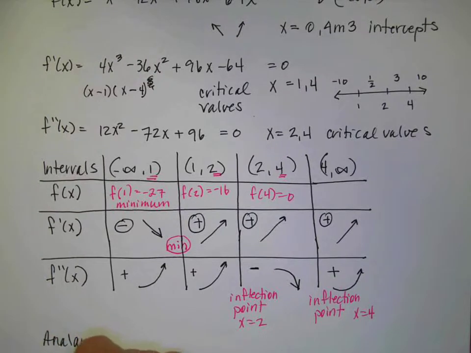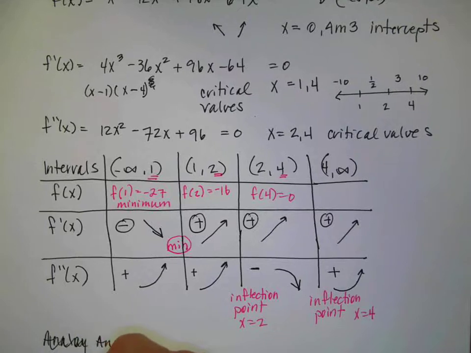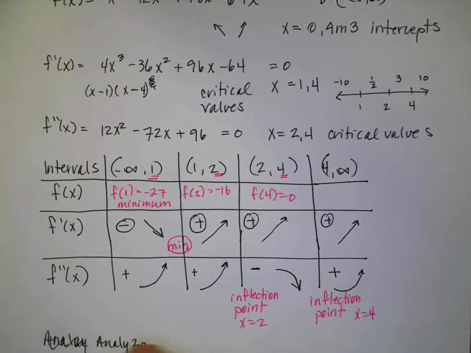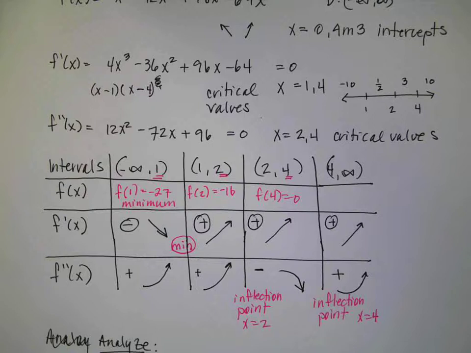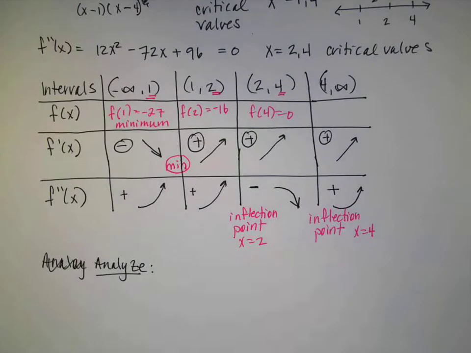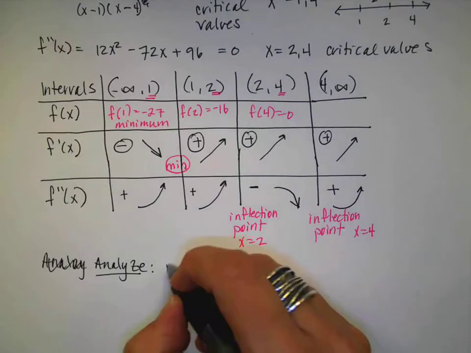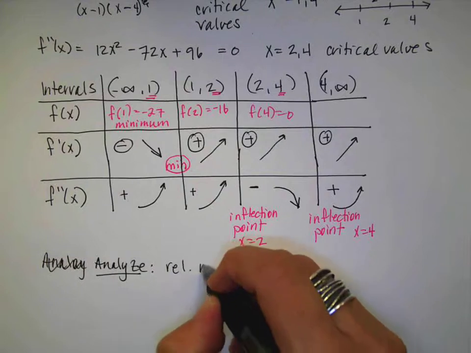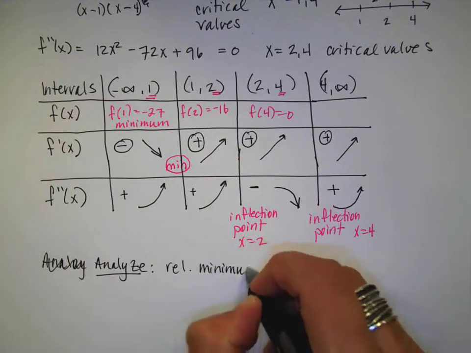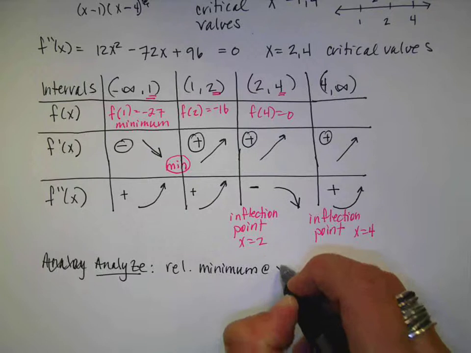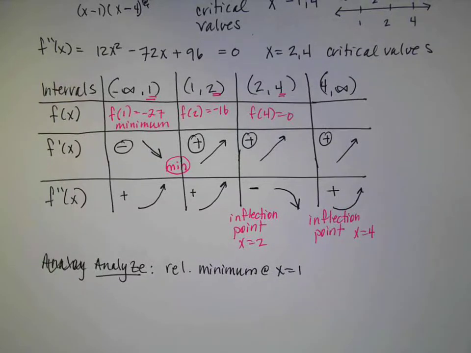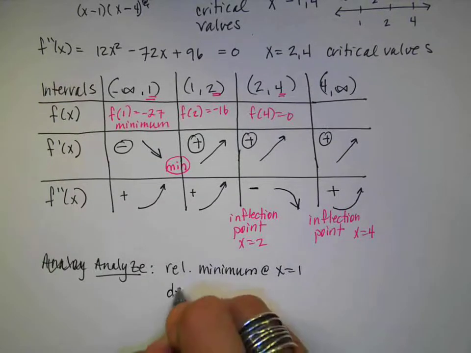So now let's write down our analysis. I hate spelling this word because I always spell it wrong. So scribble that out, A-N-A-L-Y. Can't spell it unless I say it. So I'm going to analyze as we go across. So the first thing that I'm going to write is that I have a relative minimum at x is equal to 1, okay?